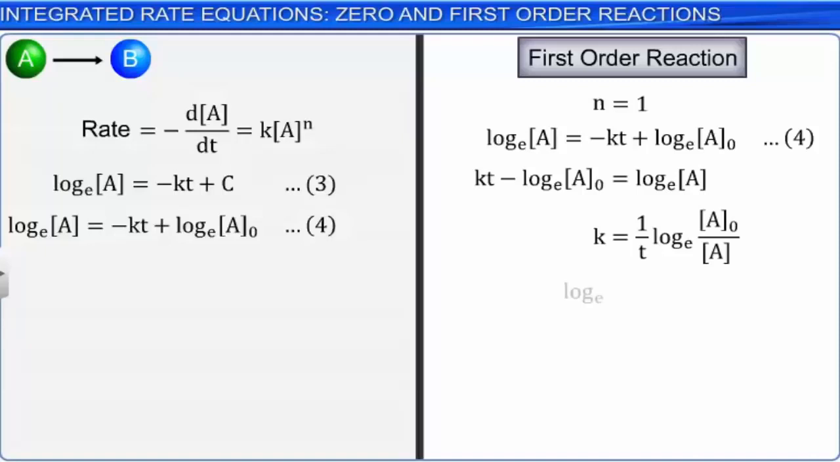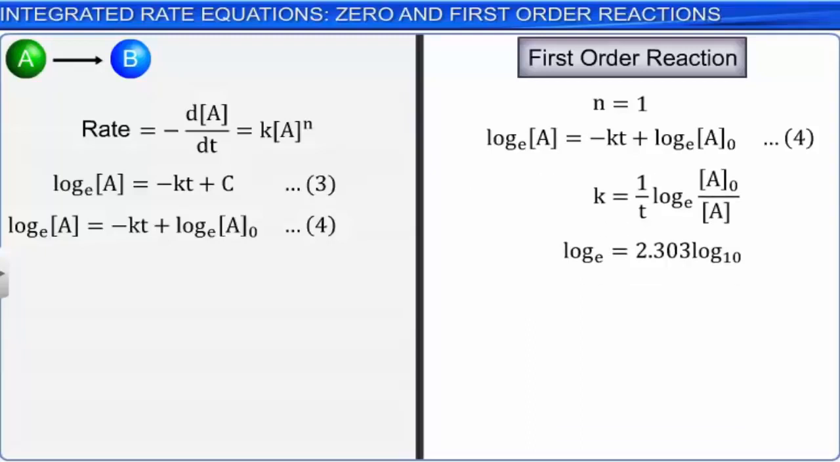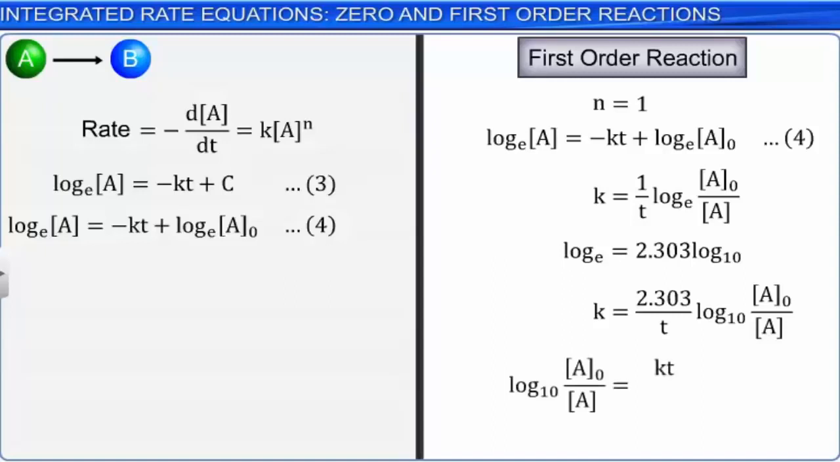Since log to the base e is equal to 2.303 log to the base 10, this equation can also be written as k is equal to 2.303 divided by t multiplied by log concentration of A0 divided by concentration of A. This equation can be further rearranged as log concentration of A0 divided by concentration of A is equal to k multiplied by t divided by 2.303. Let this be equation 5.